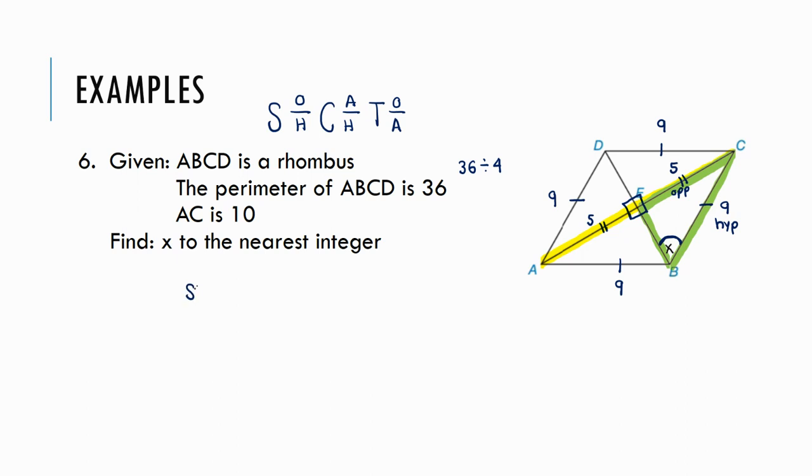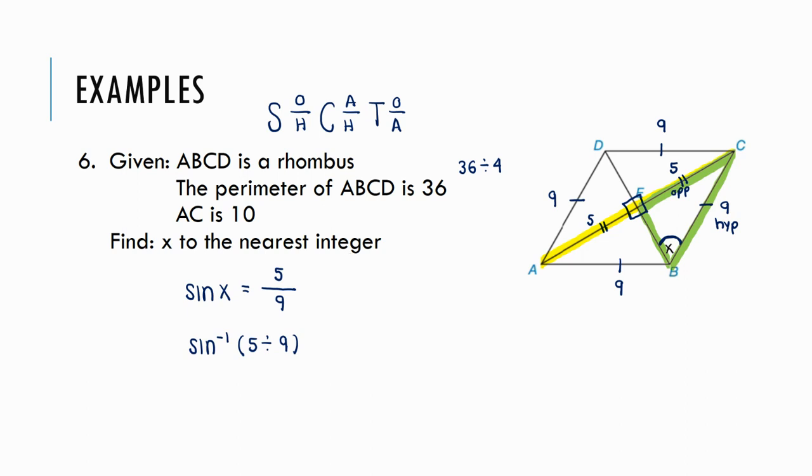So I want to set it up as the sine of X, because I don't know what that angle is, and that equals the opposite, which is 5, over the hypotenuse, which is 9. Once again, remember, to find the measure of an angle, we're not just hitting the sine button in our calculator. I want the inverse sine. So second sine, and then we want to take 5 and divide it by 9.